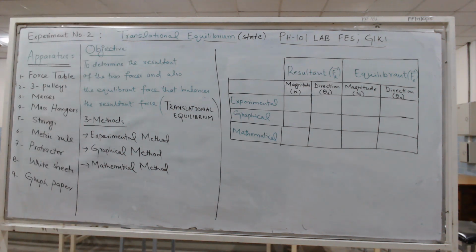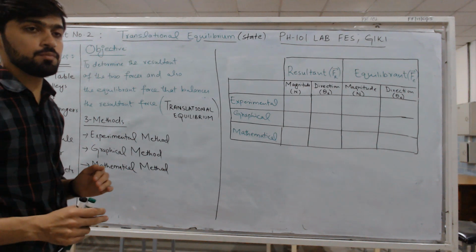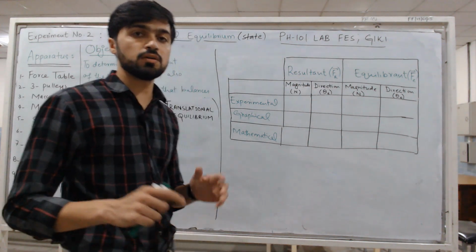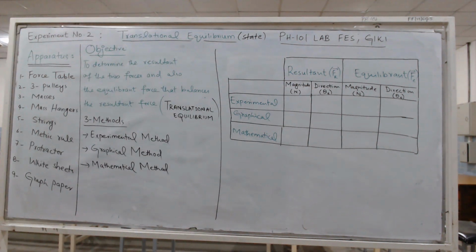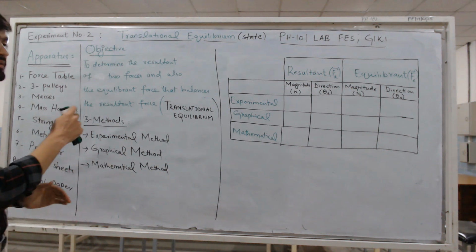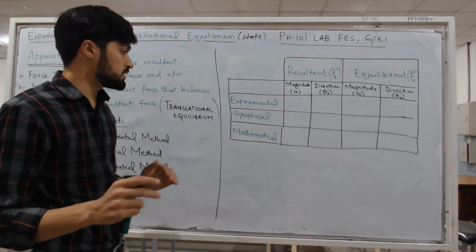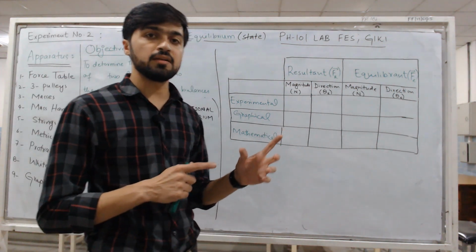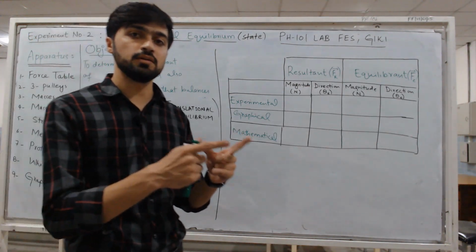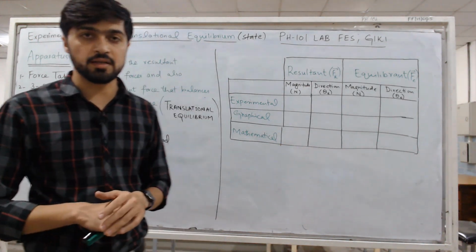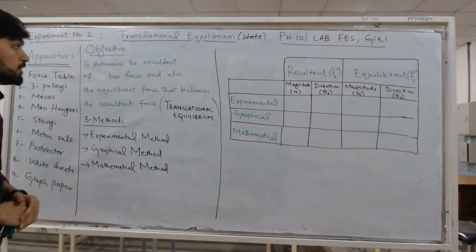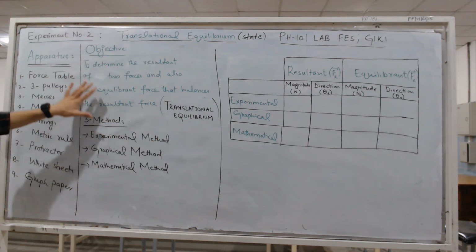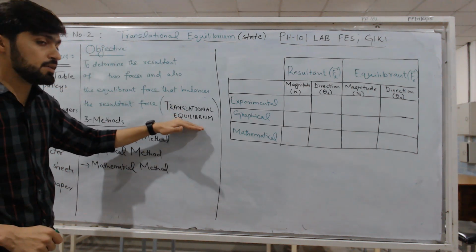As we perform the experiment, we should be aware of its objective. So what is the objective of this experiment? To determine the resultant of two forces and also the equilibrium force that balances the resultant force. We discussed that the equilibrium force is a force that balances a resultant force, is equal in magnitude to the resultant force, and is always in the opposite direction, or anti-parallel, to the resultant force. So we will be determining the forces when the system is in translational equilibrium.